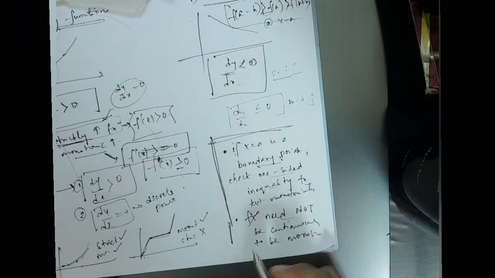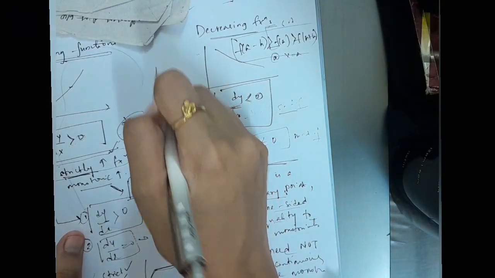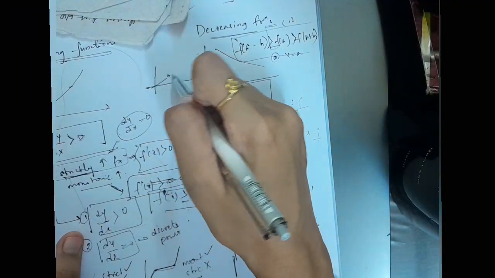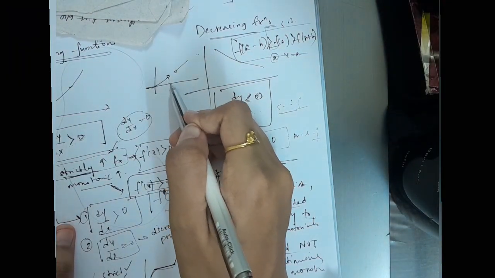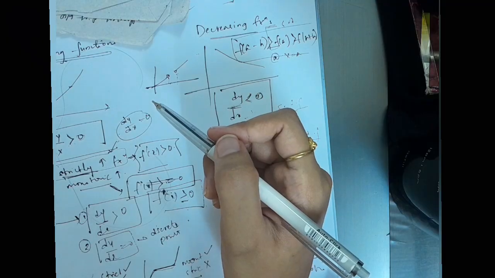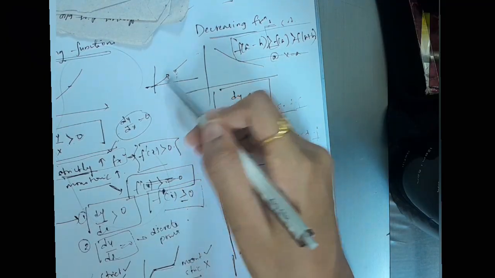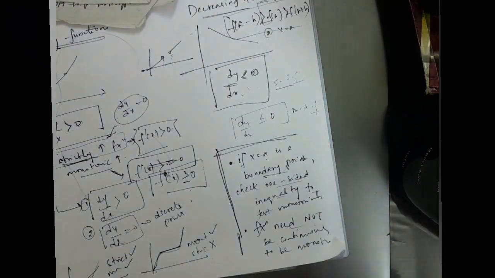The second one is that the function need not be continuous to be monotonic. What does that mean? Let's say you have a function that looks something like that. The function is discontinuous in this interval. It's still a monotonically increasing function as the slope is always positive. So that function is still a monotonic function.